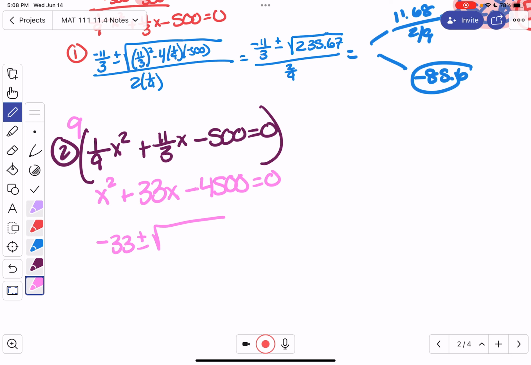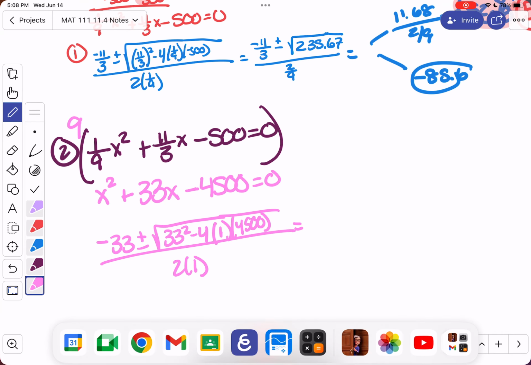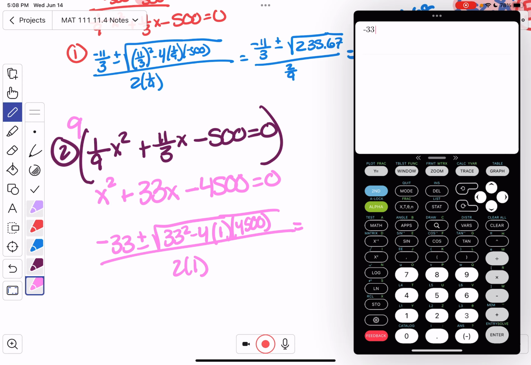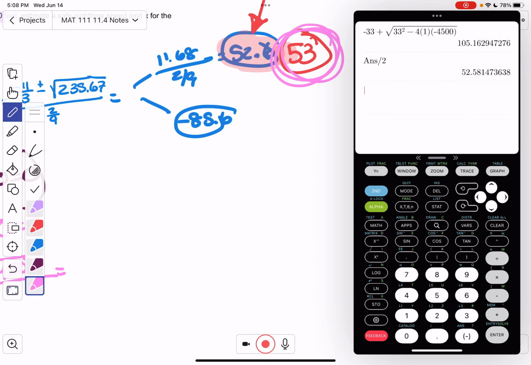Then we do the quadratic formula with these. Opposite of b plus or minus the square root of b squared minus 4ac all over 2a. If I typed that right directly into the calculator, negative 33 plus the square root of 33 squared minus 4ac, we get 105 divided by 2, same answer, 53 miles per hour. So it doesn't matter if you do the fractions or the whole numbers. It's whatever works for you and your preferences.